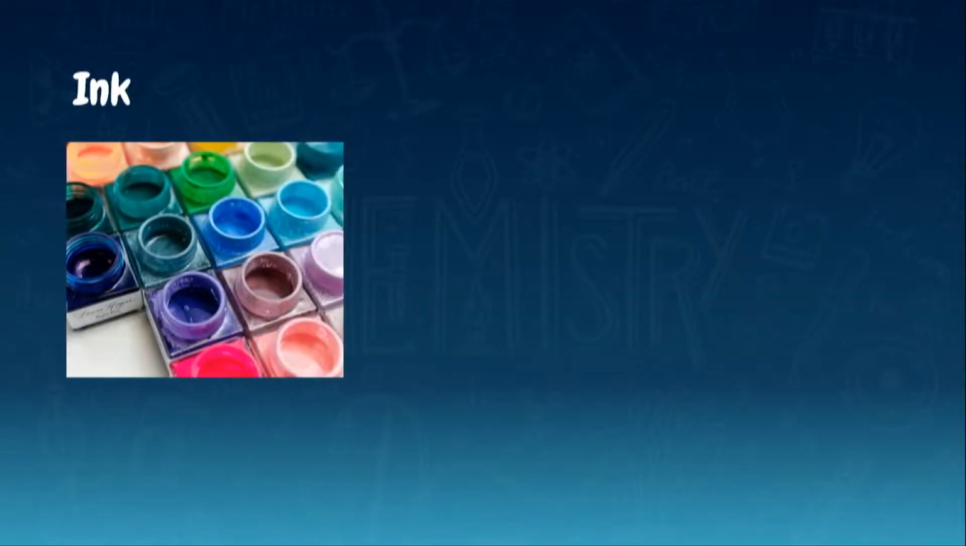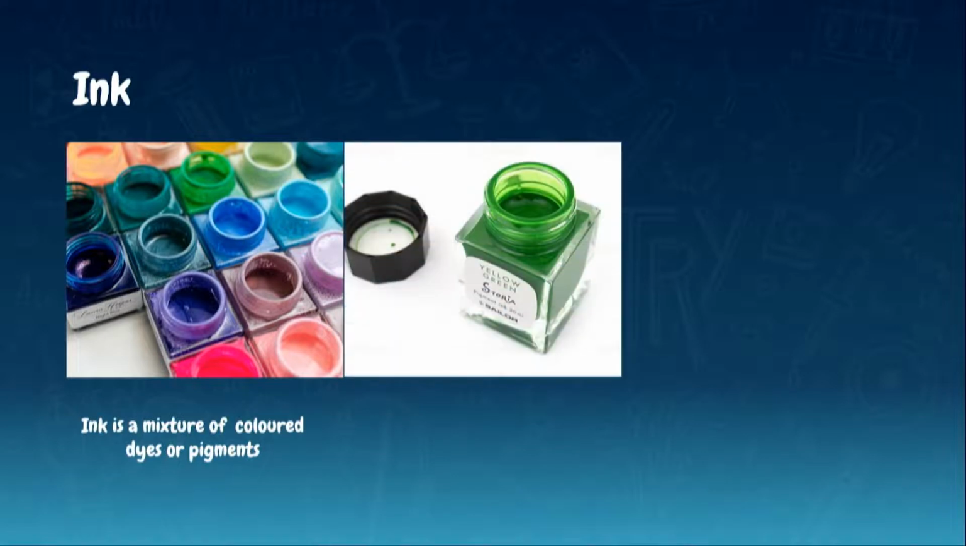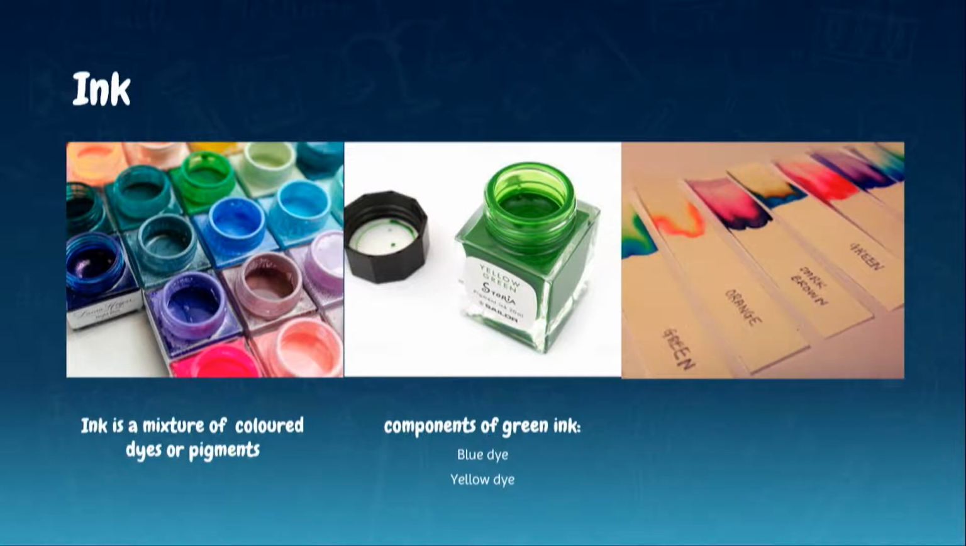Ink is a mixture of several colored dyes or pigments and other substances. For example, green ink is a mixture which consists of blue and yellow dyes suspended in a solvent. When we expose a piece of paper with ink to a solvent like water, the colored components of the ink spread across the paper.